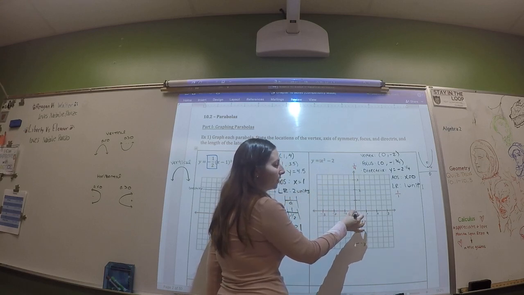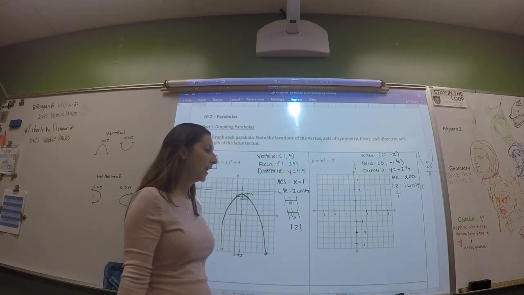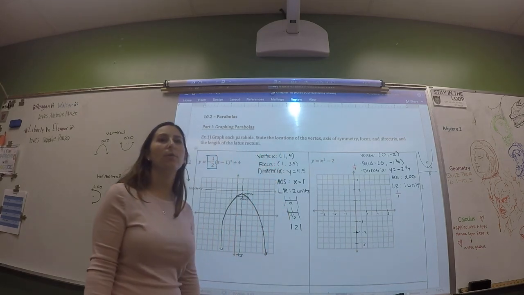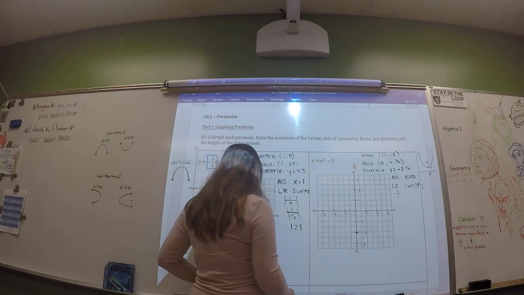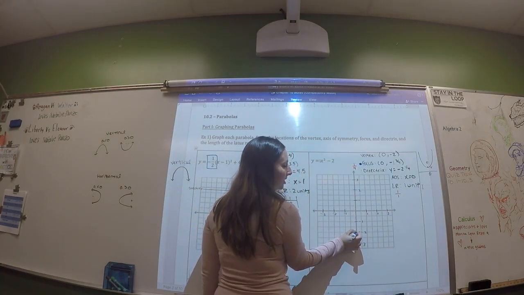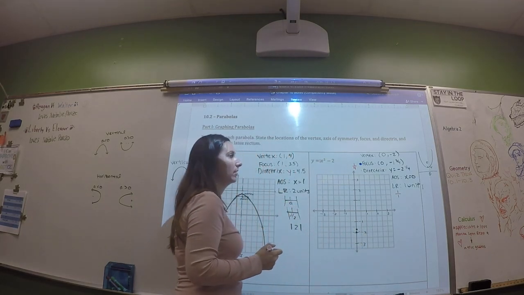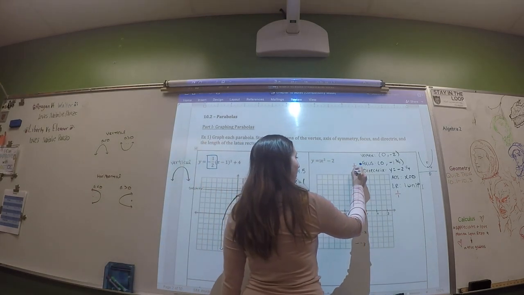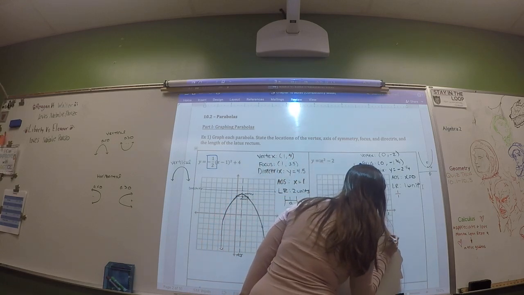So if our vertex is at 0, -2, that puts my vertex here. I know from the beginning that this is going to open upwards because A is positive and it's a vertical parabola. Our focus is 1/4 above. I'm going to draw it in blue. If this is 1/2 above, 1/4 above would be right here. And then our directrix is 1/4 below, so that's going to be here.